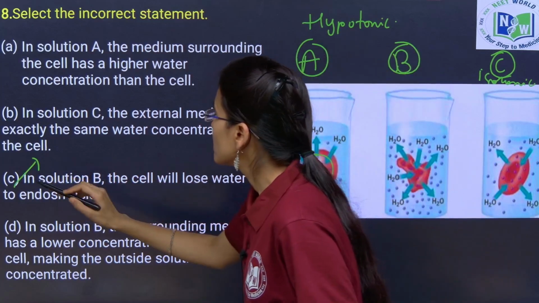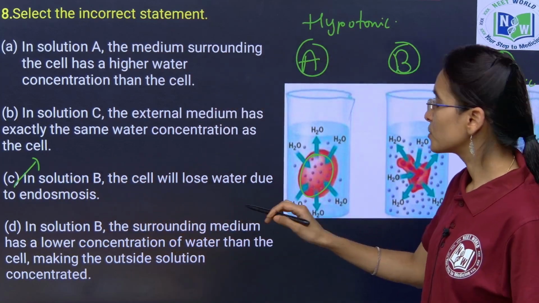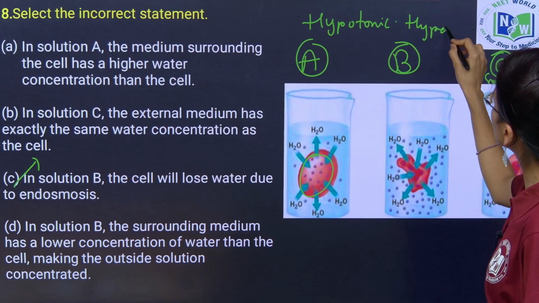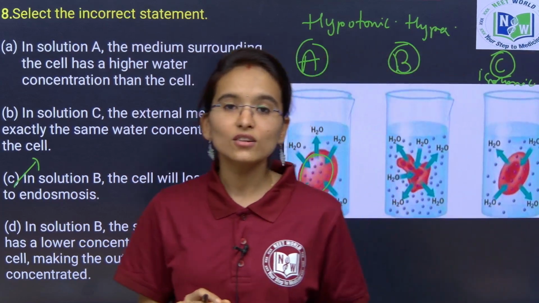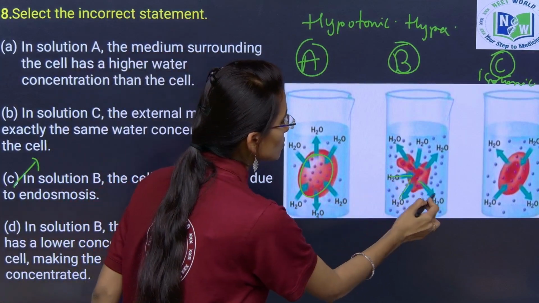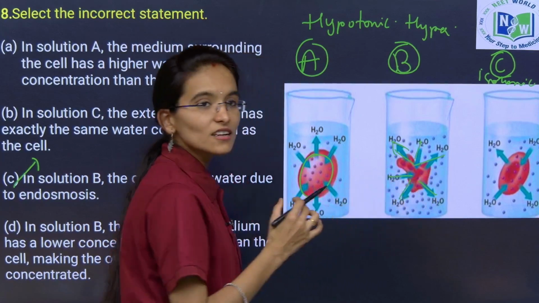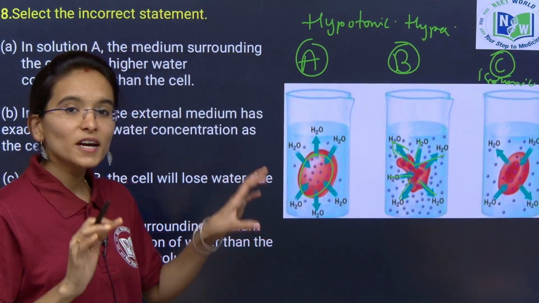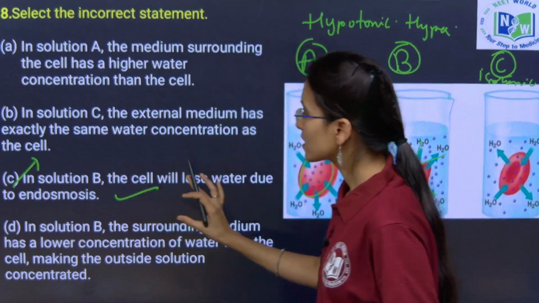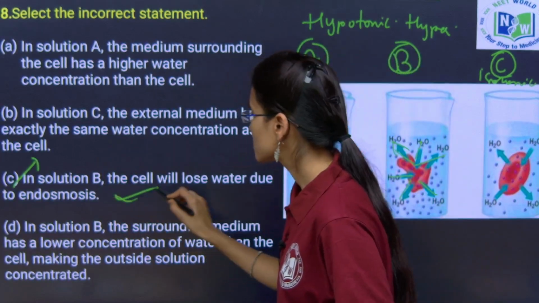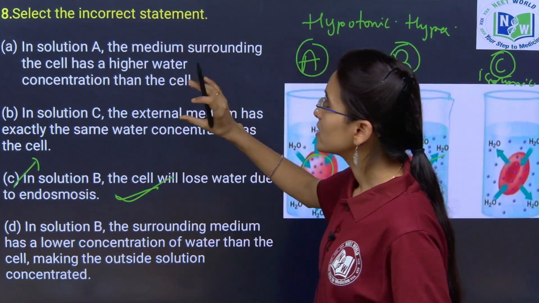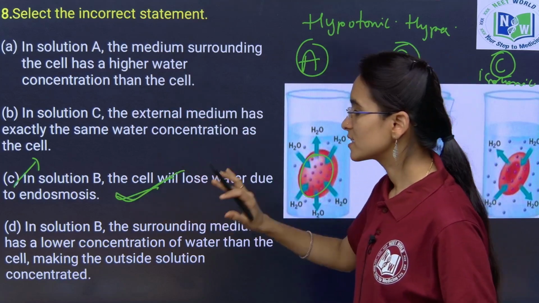And in solution B, the cell will lose water due to endosmosis. What is solution B? It is a hypertonic solution. As we have said, in the hypertonic solution, the cell shrinks due to exosmosis. Here the cell is losing water, hence it shrinks. The cell shrinks by exosmosis but not by endosmosis. This is the incorrect statement, and we have to find only the incorrect statement. So option C is the correct answer.